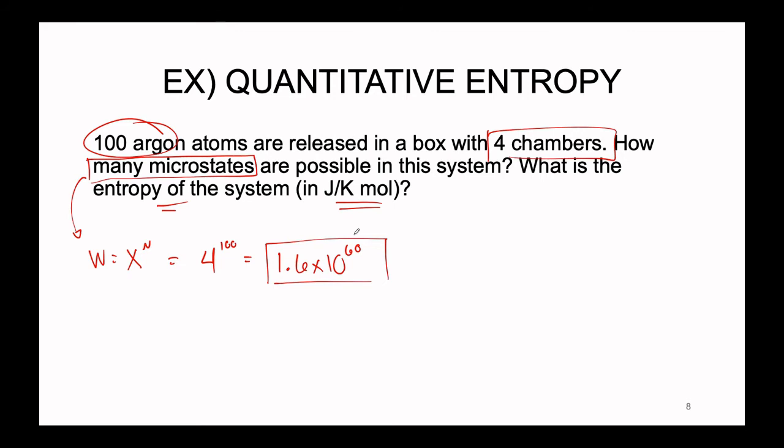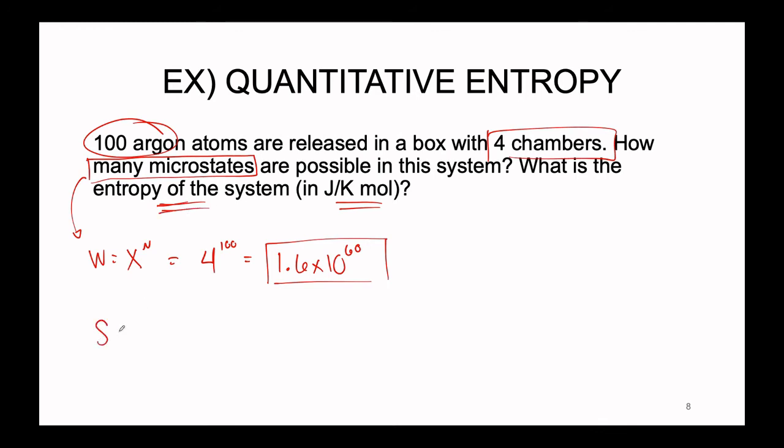All right, and this is just with 100 argon atoms. Imagine if we actually had a meaningful macroscopic sample of argon atoms. This number of microstates would be even larger. But that's not the question here. The question is, if we're assuming we have even just 100 argon atoms and put them in a box, what is the entropy of this system?